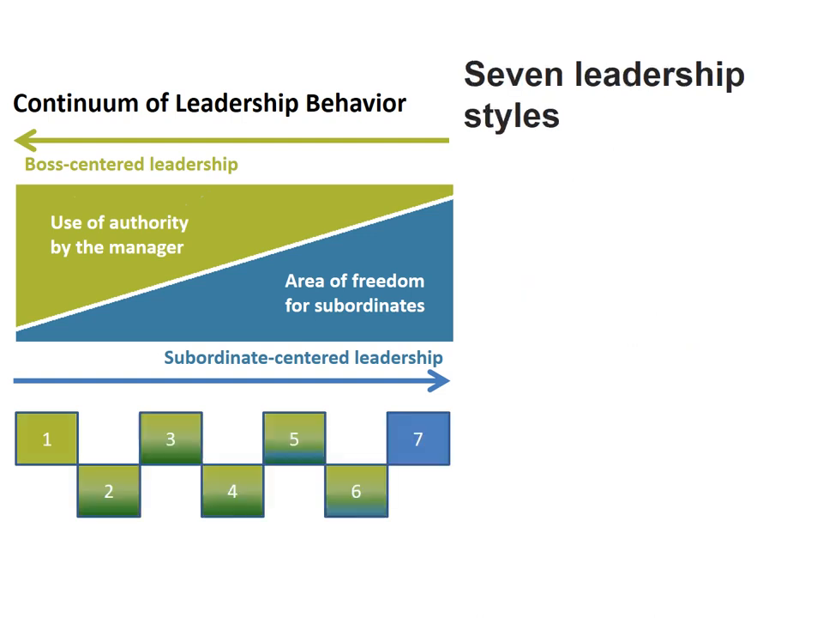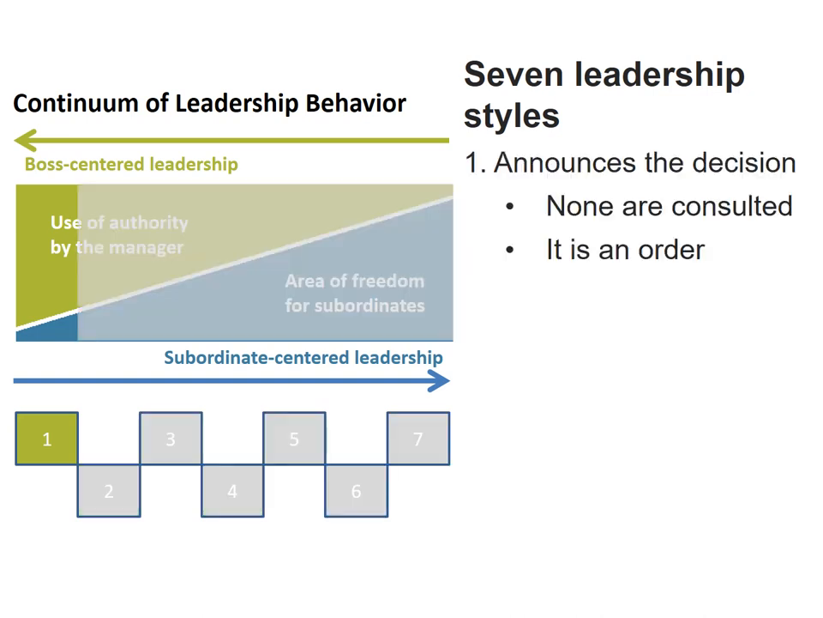Tannenbaum and Schmidt identified a continuum of 7 distinct leadership styles. Each type of style is related to the degree of authority used by the boss and to the amount of freedom available to subordinates in reaching decisions. By understanding this continuum, you can see some of the options available to you, and these help you think about which leadership style is most appropriate in a given situation. We shall now review each style individually.